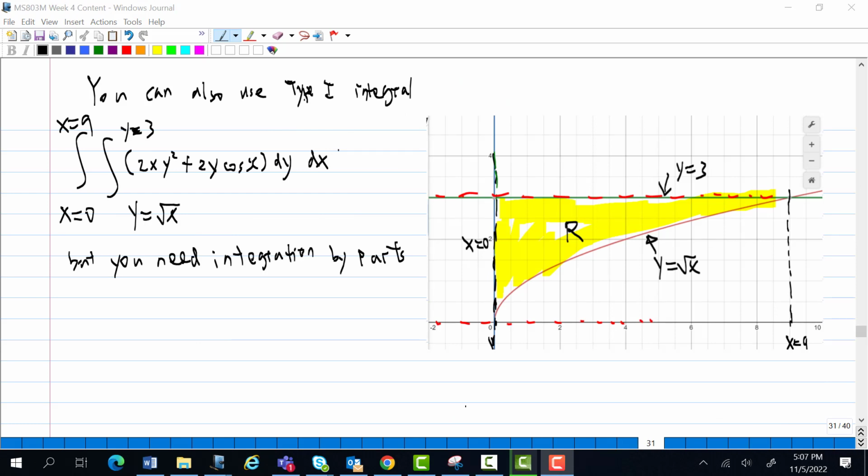You can also use a type 1 integral on this region. In this case, with the type 1 integral, you will have a limit of x from 0 to 9, y from square root x to y equals 3. And when you do this integration, you'll find that you actually need integration by parts, and this is much harder than the type 2 integral, which needs substitution only.